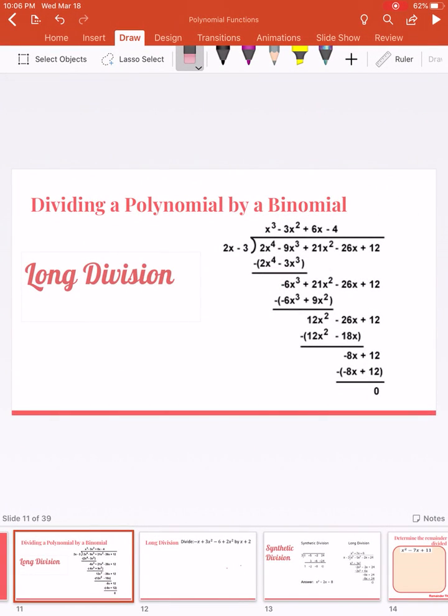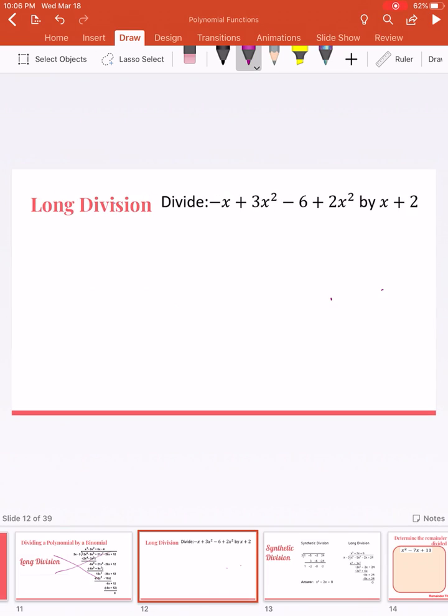Okay, so today we're going to look at synthetic division. On your notes, you'll notice that I do have long division, which is another way to divide a polynomial. However, long division is a lot more work and we're just not going to worry about it. So we are just going to look at synthetic division today.